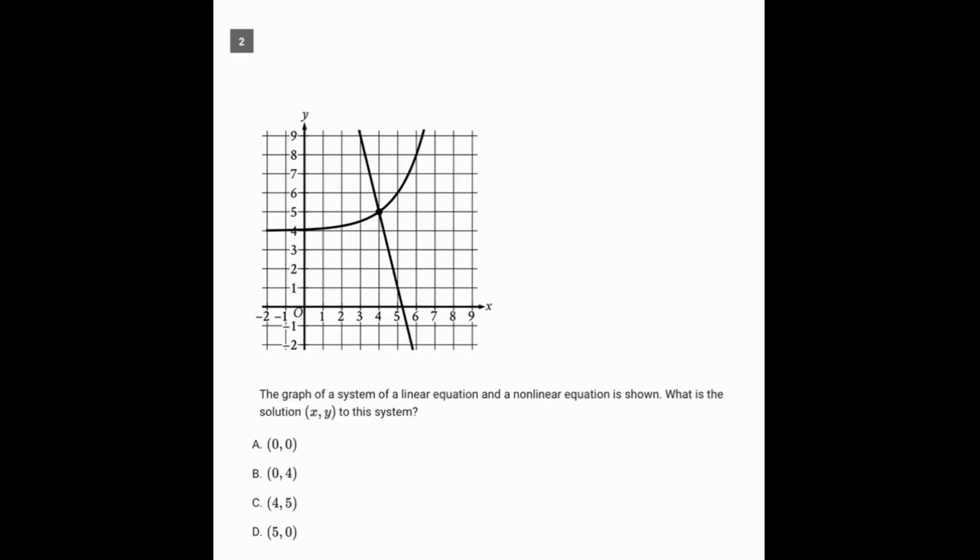So coming back over here, we have multiple functions, and so the solution is going to be the place where they both hit each other. It's going to be the point 4, 5, which is answer choice C.